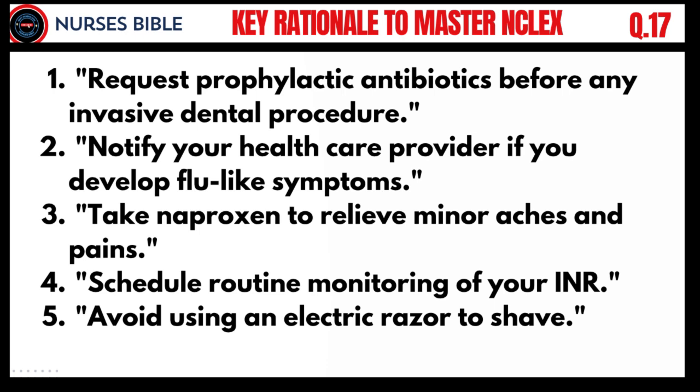These are flu-like symptoms, which are also symptoms of endocarditis, so we want to treat those quickly. So correct option. Option 3, take naproxen to relieve minor aches and pains. Naproxen is an NSAID, and it can actually increase your risk of bleeding, and they're already taking warfarin, so we don't need to further increase the risk of bleeding. So this would be an incorrect option. If they're having minor aches and pains, we would want to give them Tylenol instead.